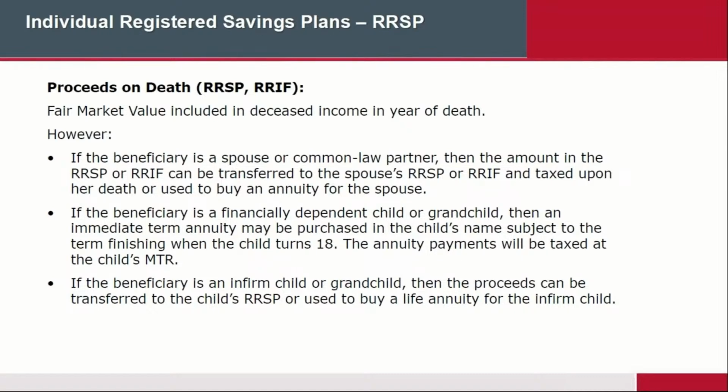If the beneficiary is an infirm child or grandchild, then the proceeds can be transferred to the child's RRSP or used to buy a life annuity for the infirm child. So if, for example, that child is mentally or physically disabled, and I die and they are the beneficiaries, once again, because they have a disability, they can also buy an annuity. And so once again, the tax can be deferred and only paid as the income is received.